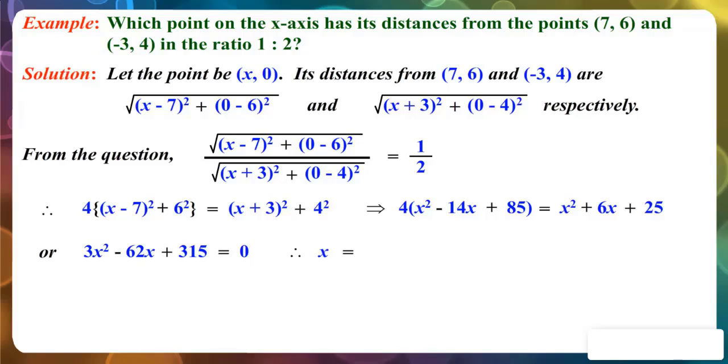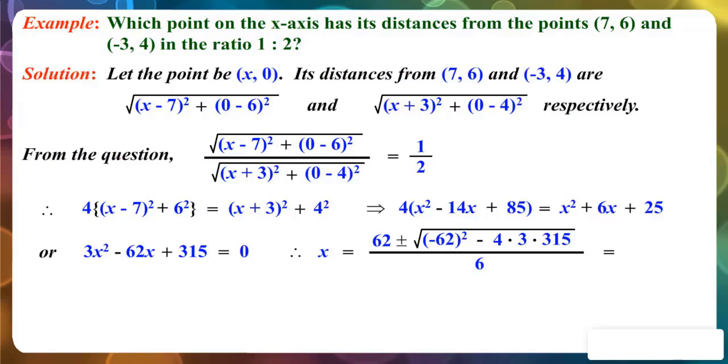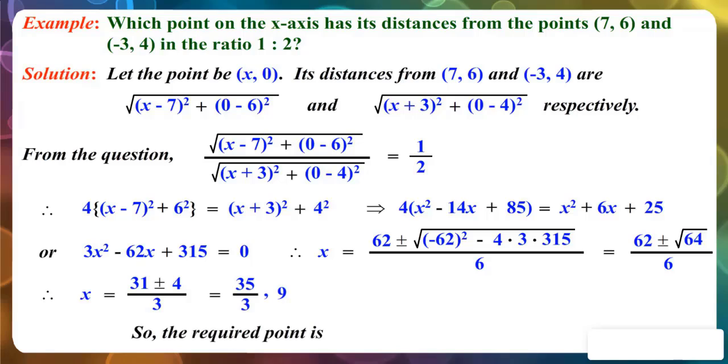Therefore, x is equal to 62 plus minus under root (minus 62) square minus 4 into 3 into 315, divided by 6. This is equal to 62 plus minus under root 64 divided by 6. Therefore, x is equal to 31 plus minus 4 by 3, which is equal to 35 by 3 and 9. So the required point is (35 by 3, 0) or (9, 0).